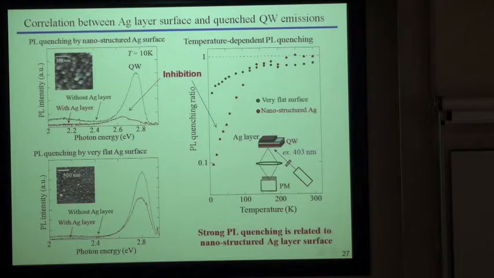But in the case of the dotted silver patterns, on the contrary, the luminescence from the quantum well structures is suppressed. So it shows that a large inhibition occurred in the case of such a dotted pattern. It suggests that the energy is transferred from the quantum wells to the silver.